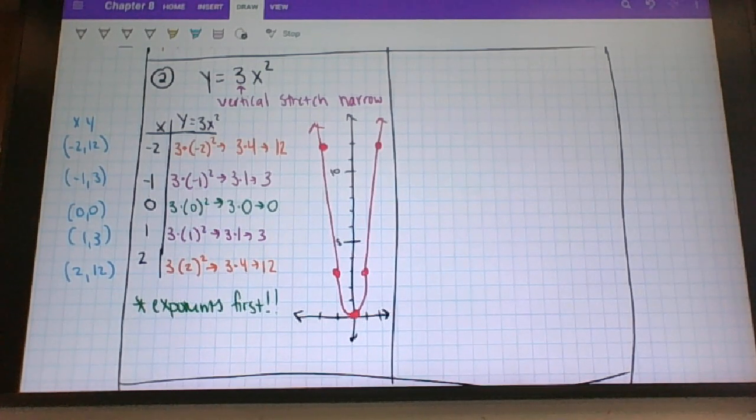So to label that one, it still has the vertical stretch, so it's still narrow. But now it's down 10. So it's going to be the same word pairs, but down 10.